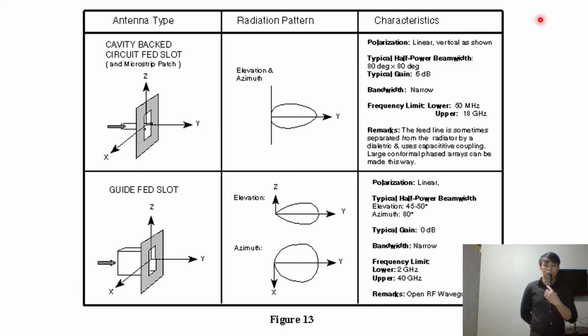The bandwidth of the guided-fed slot is narrow. The lower frequency limit of the guided-fed slot is 2 gigahertz. The upper frequency limit of the guided-fed slot is 40 gigahertz. Remarks: the open radio frequency waveguide.